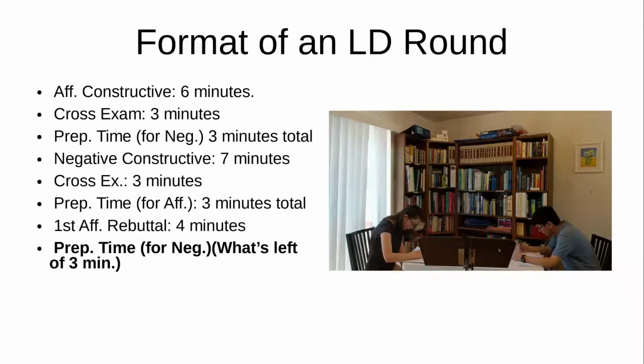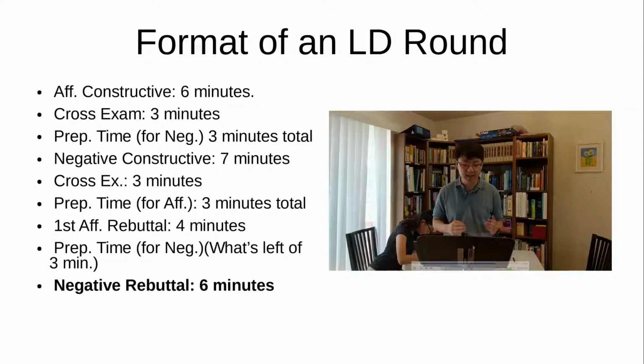Neg takes prep time again because he has 1 more speech. So he takes whatever's left of the 3 minutes that he already used up in his first prep time. He prepares what he's going to say in his negative rebuttal. And the negative rebuttal is just like the affirmative rebuttal, except the negative gets 6 minutes to respond to what the affirmative just said. And again, this is all on the fly. He thought of things in prep time, and now he's responding to his opponent. So that's the last negative speech. Then the neg sits down. He's done. He just has to sit at the desk and look cool now.